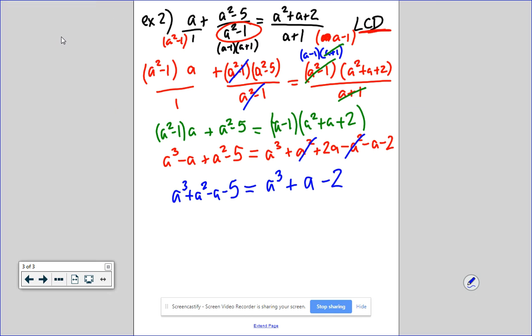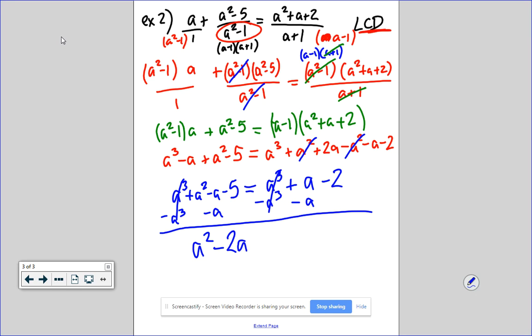Now, I got to move everything to the left side. So if I minus a cubed, those cancel on both sides. So I've got a squared, minus a. Negative a minus a becomes negative 2a. And then plus 2. So negative 5 plus 2. That is equal to 0. So we just have to solve for a.